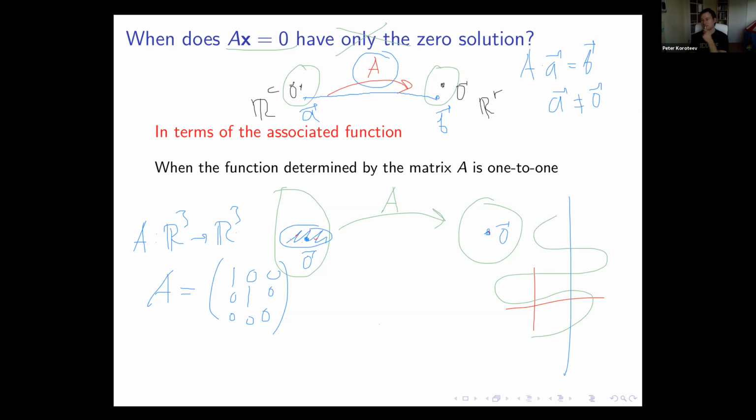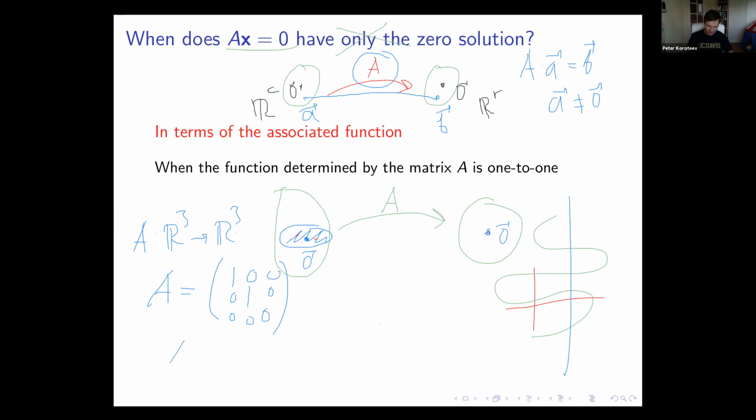Maybe you even know the name for this transformation. Sorry, Peter, can you repeat the question? Do you see the matrix A that I just drew? It's 1, 0, 0, 0, 1, 0, and the last row is 0. And this is a linear function from three-dimensional Euclidean space to itself, right? From R3 to R3. Can you describe what this function is doing in terms of three-dimensional space?